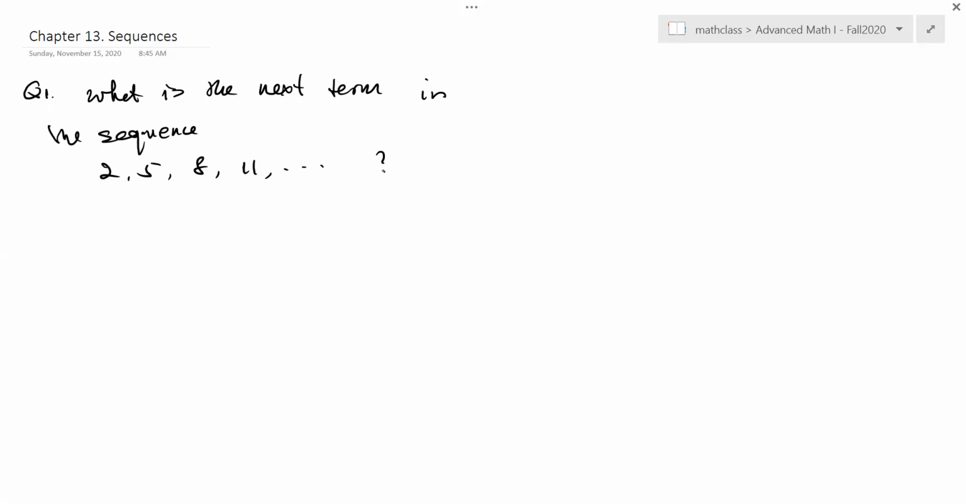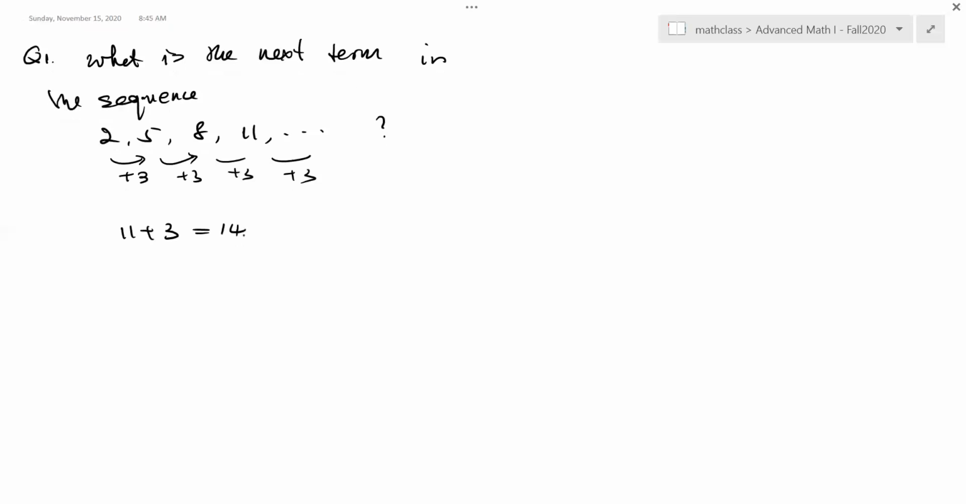When you are given a sequence, you should look at the possible pattern. Many students already gave me the answer here. You'll find there's some rule it follows. It always increases by 3 each time. You add 3 to the previous term, you get the next term. So the next term will be 11 plus 3, which is 14. A sequence with such a property is called an arithmetic sequence.